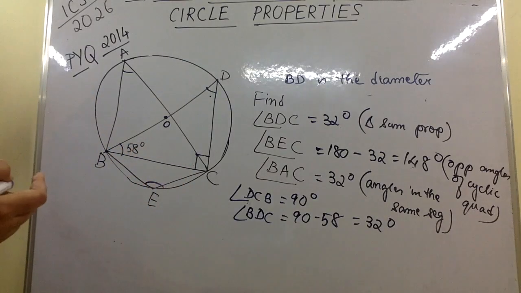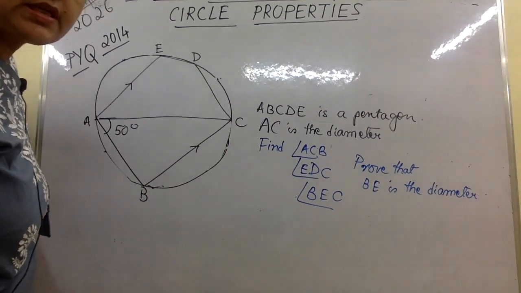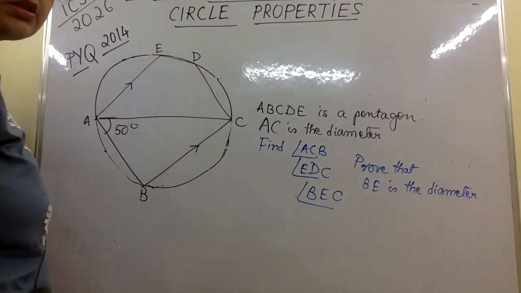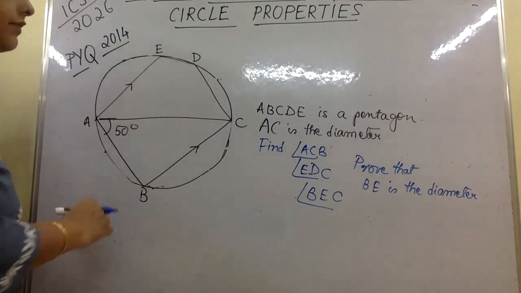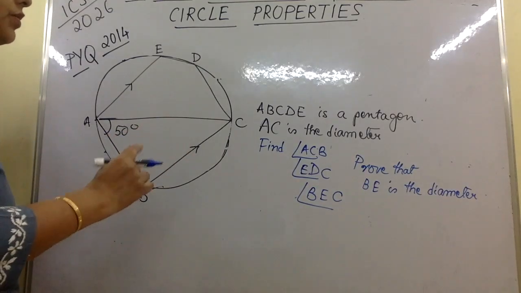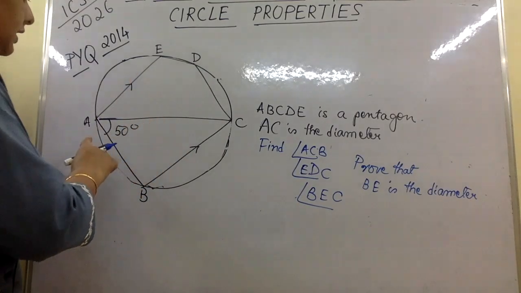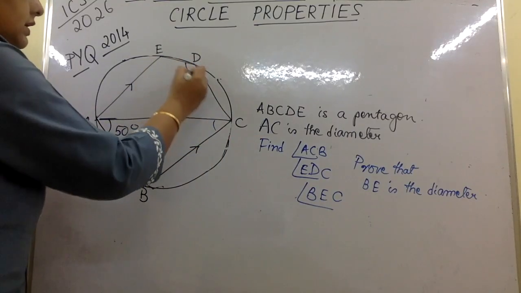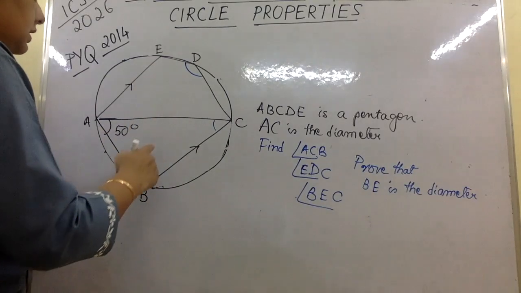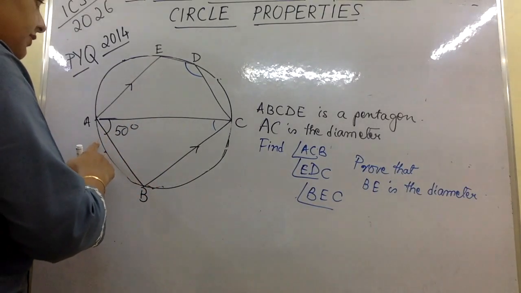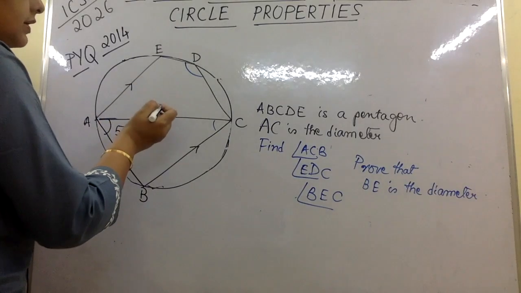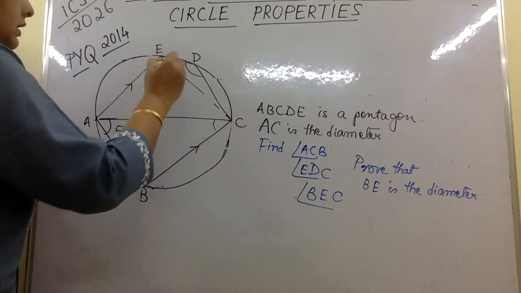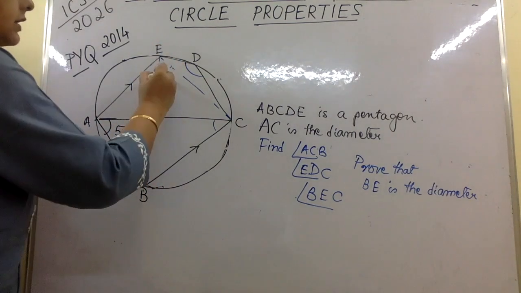Now here is a question which says this is a pentagon, as you can see, not a regular pentagon. So this is not a regular pentagon. 1 2 3 4 5, and AC is the diameter they have told, and you have to find angle ACB. Let me mark them: EDC is this angle, and BEC is this angle.